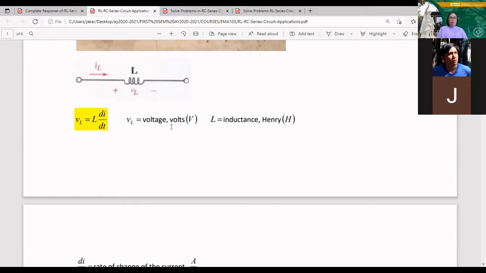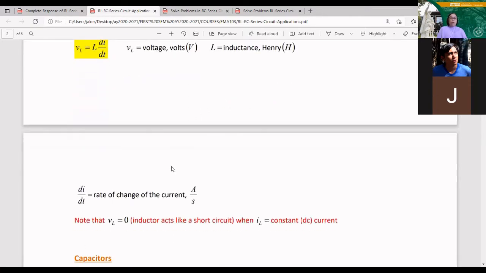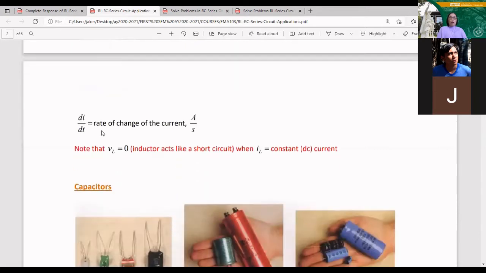The V is still voltage, with units in volts. The rate of change of the current is in amperes per unit time, and when you speak of circuits, time is always expressed in seconds. So if it's not expressed in seconds, just have it converted to seconds.